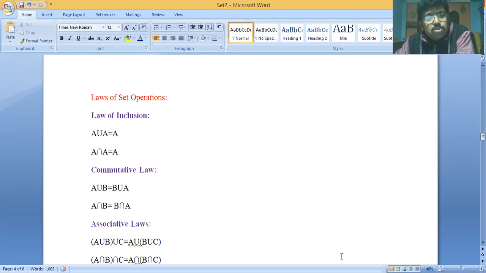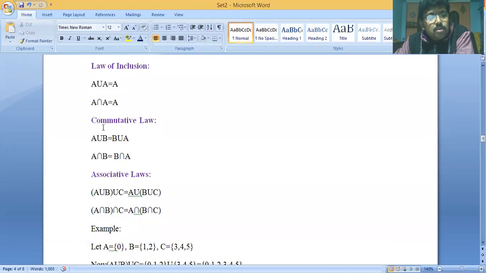Now some laws of set operation. Law of inclusion. A union A equal to A. This is the law of inclusion. A intersection A equal to A. It is also the law of inclusion. Now, commutative law. A union B equal to B union A. Okay. A intersection B equal to B intersection A.